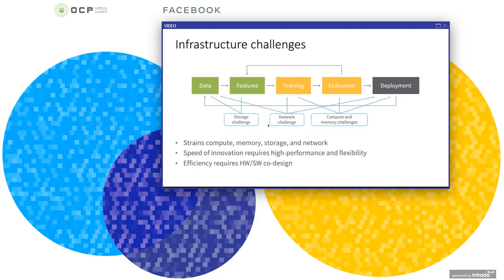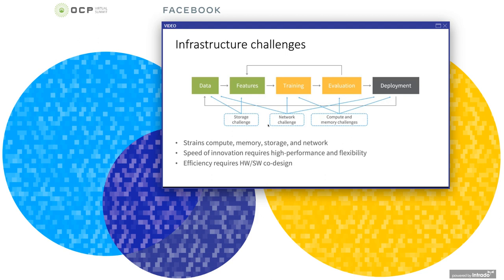This pipeline exercises many of the infrastructure components, and it has many challenges. Data and features rely on storage, training, evaluation, and deployment for inference rely on compute and memory. And also training can rely on network. And all of these components need to work together.